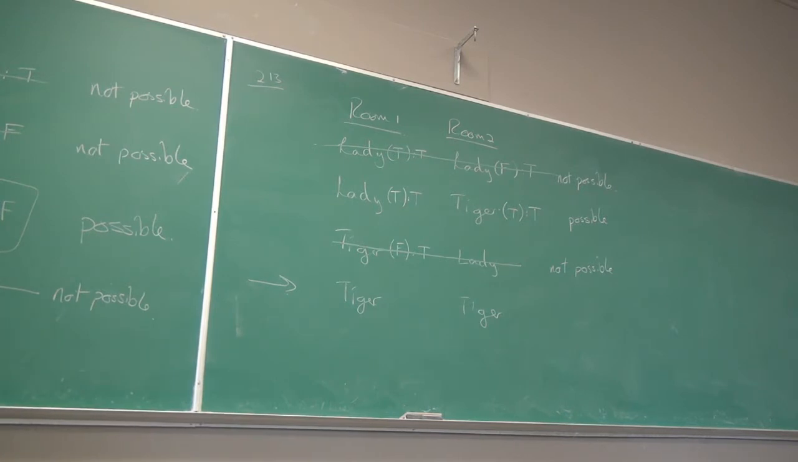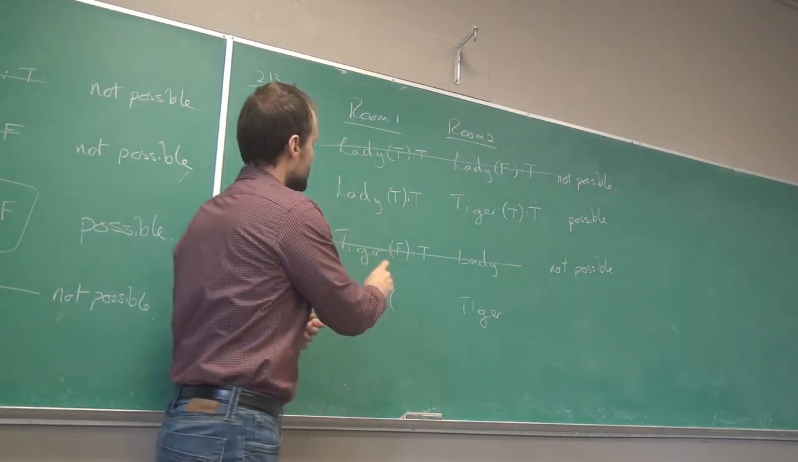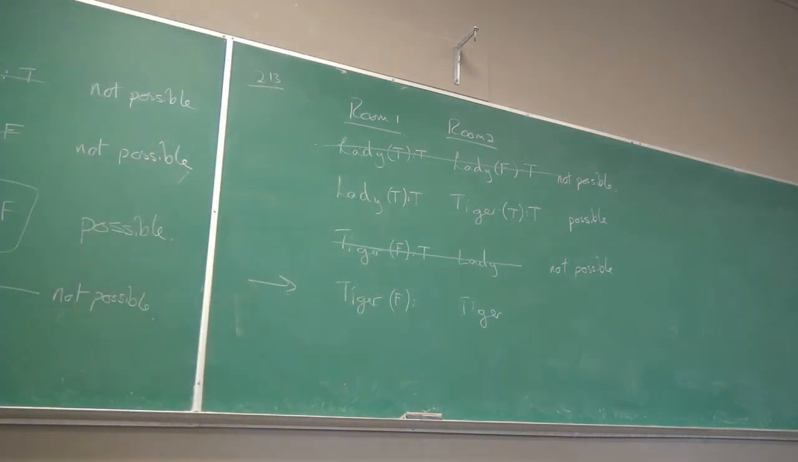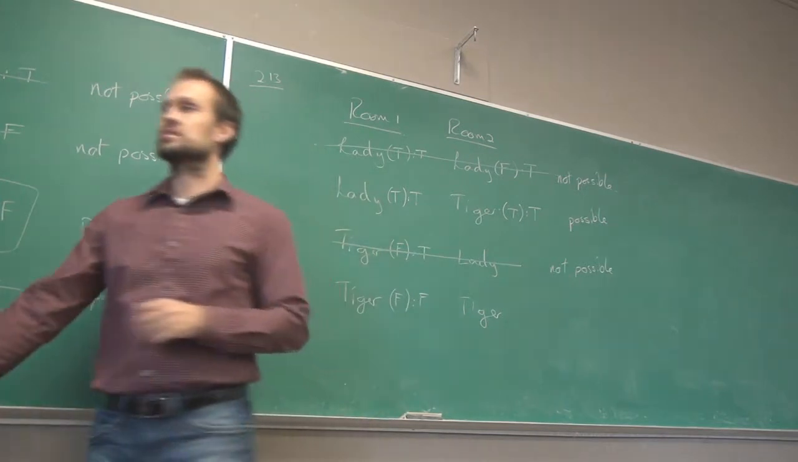Now, tigers, just for the sake of practice. If there's a tiger in room 1, the sign is false. What does it say? At least one room contains a lady. That is false. It doesn't matter if it's true or false. What matters is if it matches up, and it does.